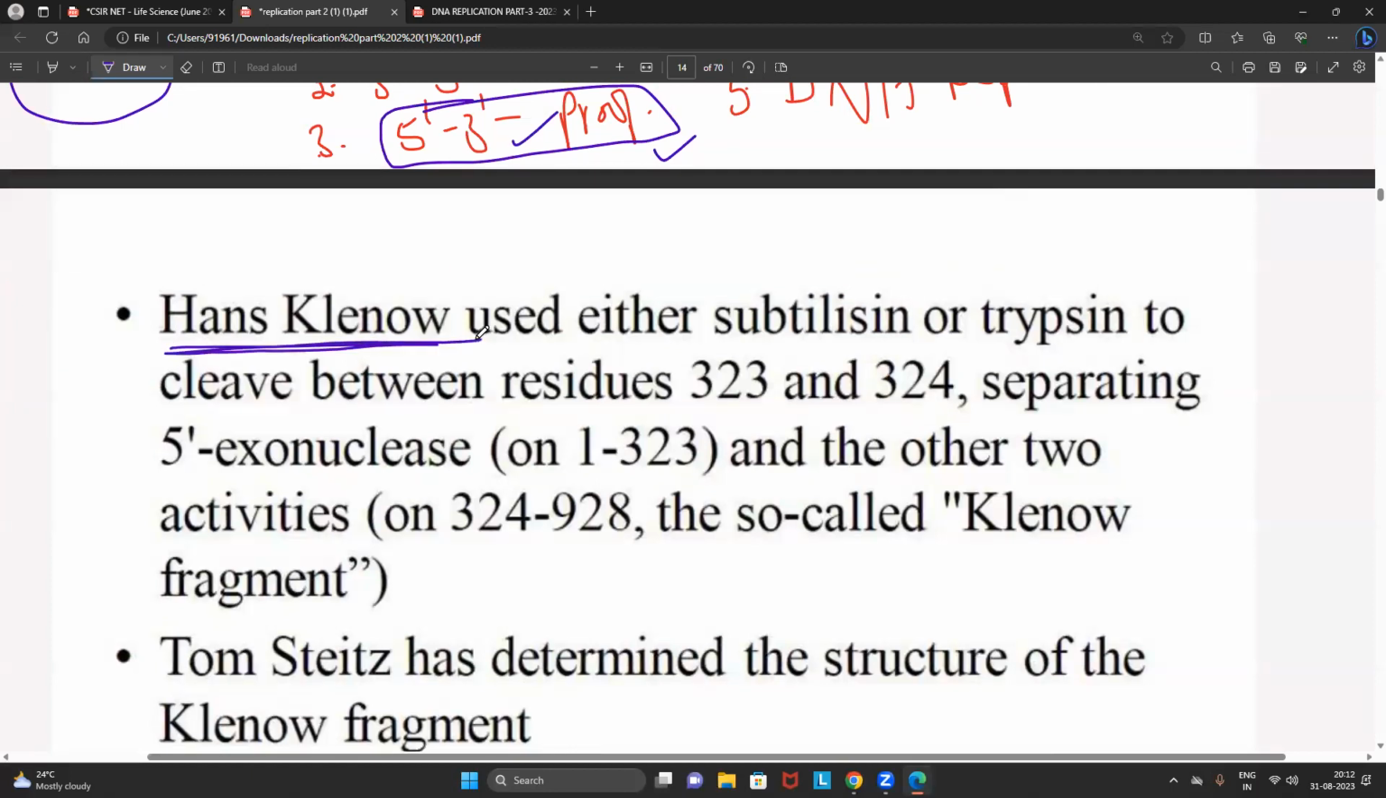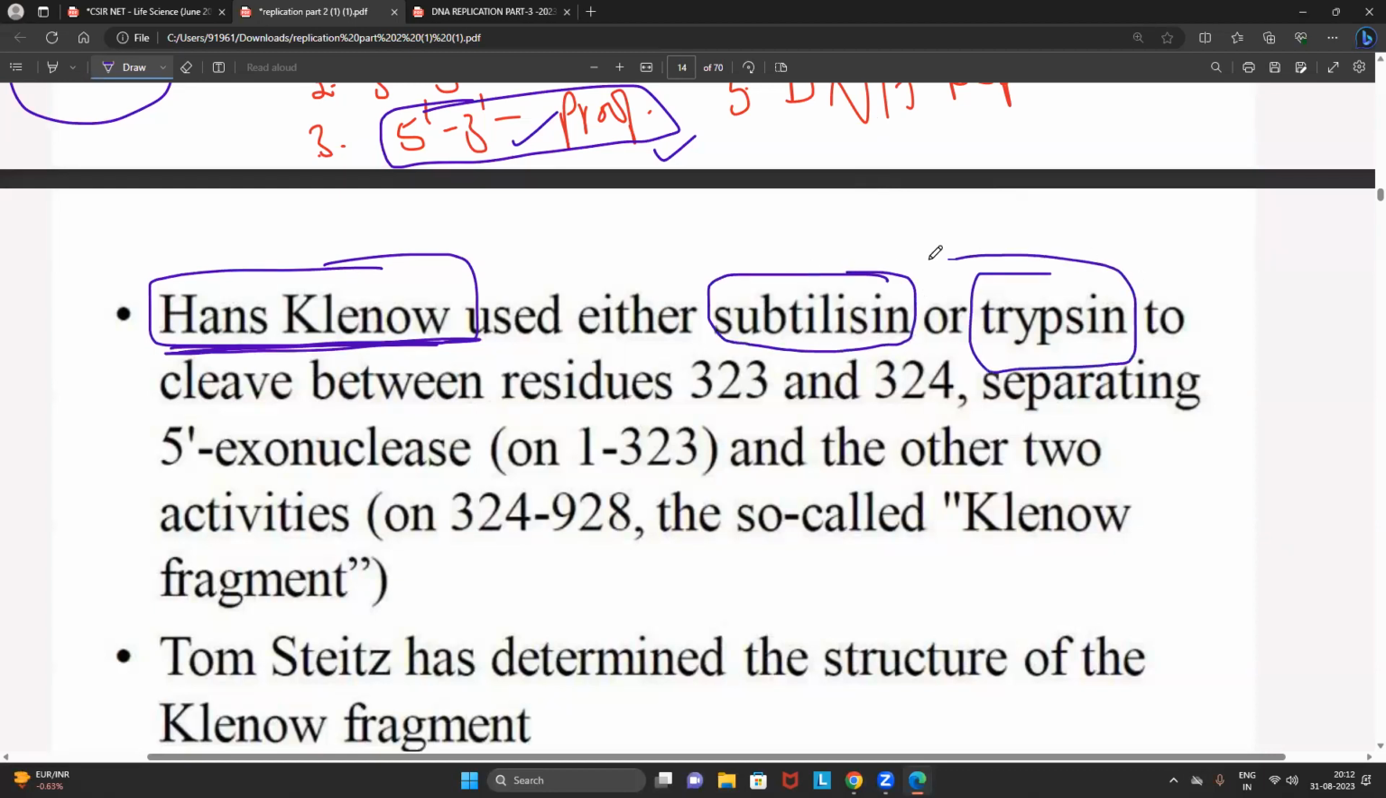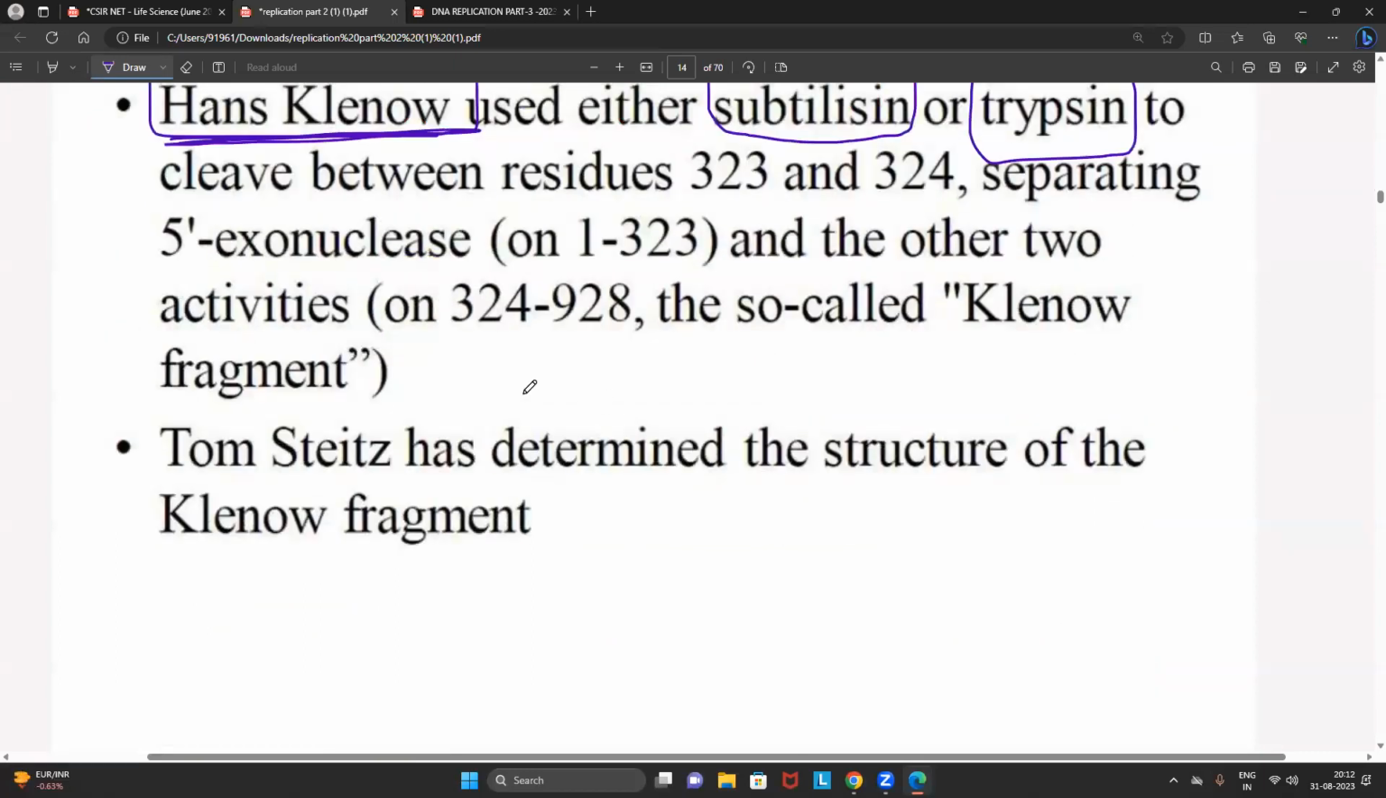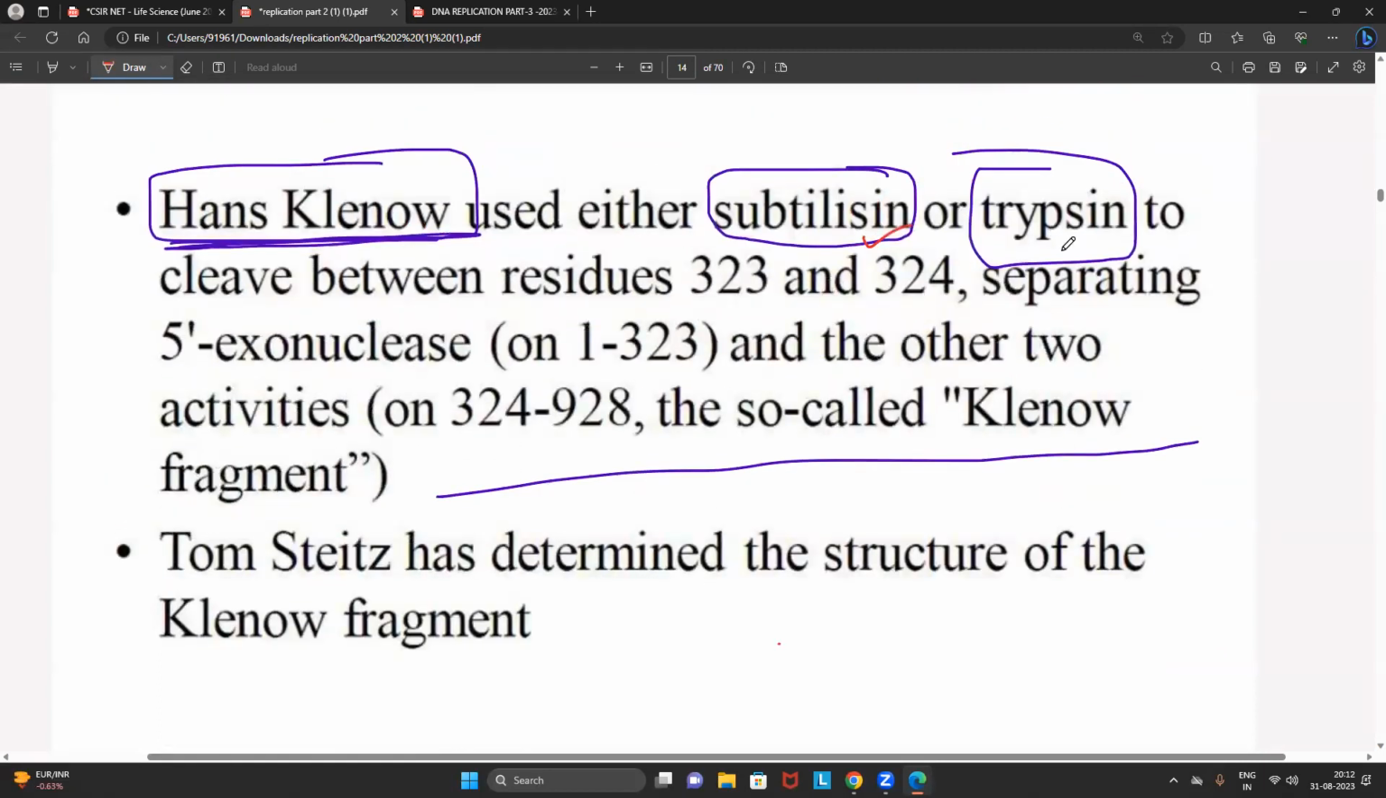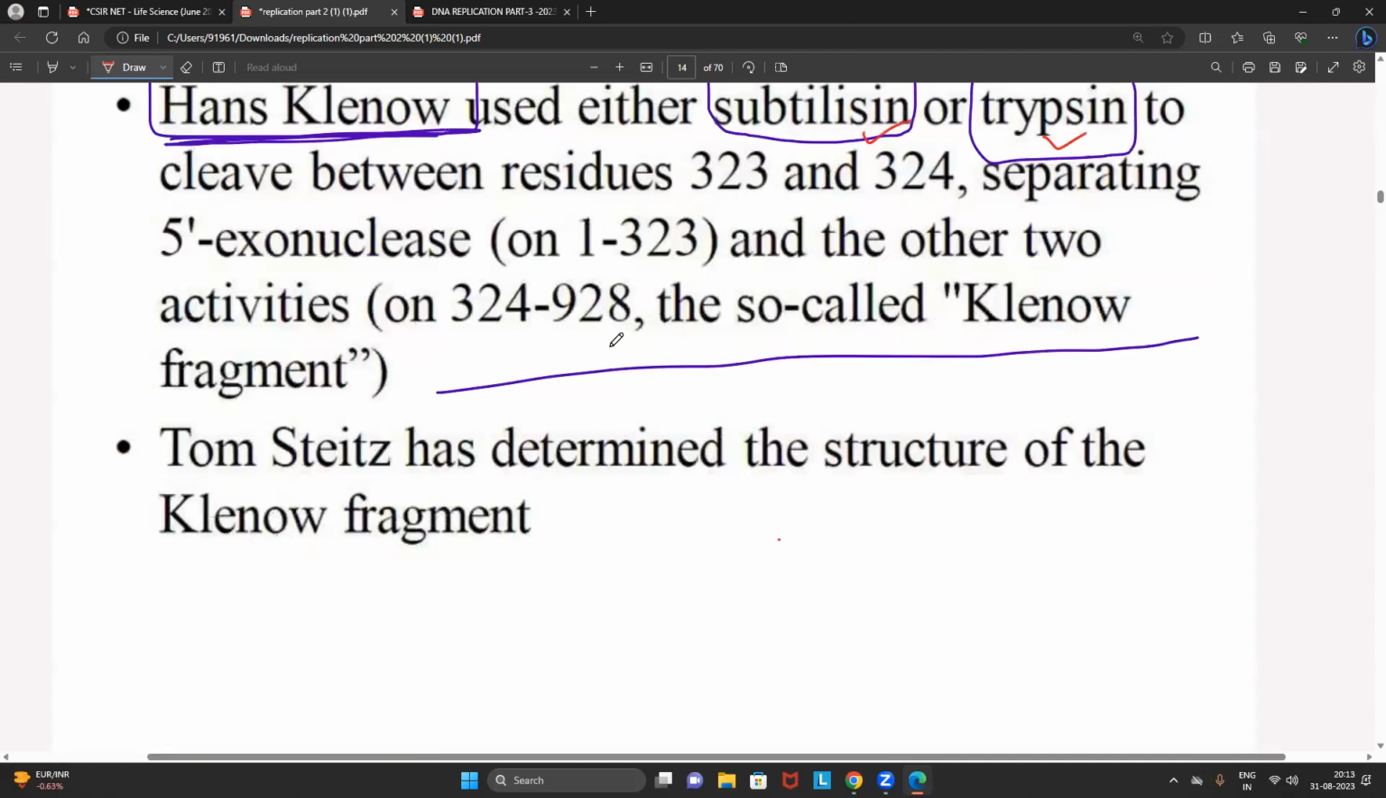In order to prove that, all the students listen. Hans Kleno is the name of the scientist, so remember that. He took some chemicals like subtilisin and trypsin. Suppose this is a polymerase 1 enzyme. Whenever Hans Kleno used this chemical, he cut polymerase 1 into two fragments: one small fragment and one large fragment.